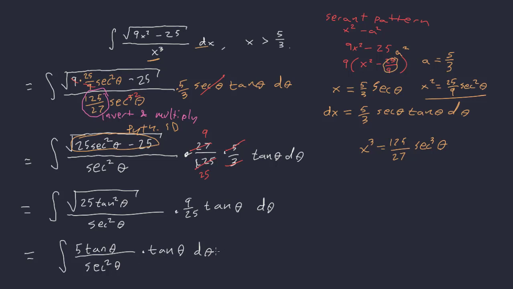I left off the 9/25, so let me sneak that in here. Nice thing about erasers. And we get another cancellation. This 5 will cancel with this and just leave a 5. So now we are down to just the integral. I'll bring the constants all the way out. 9/5 integral of, now we have tangent squared theta over secant squared theta d theta.